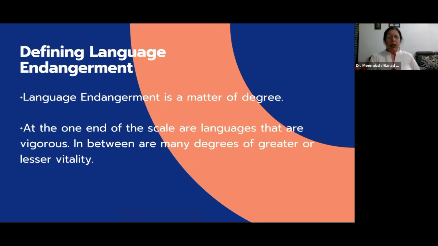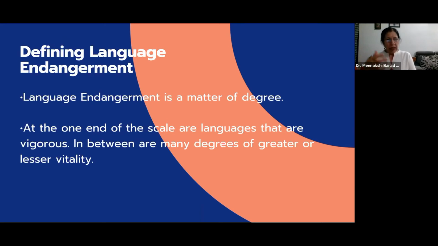Let's look at language endangerment itself. Language endangerment is a matter of degree. At one end of the scale, you have languages that are vigorous and even perhaps expanding in numbers of speakers or of functional users of the language. But still, even these so-called vigorous languages exist under the shadow of some more dominant language.